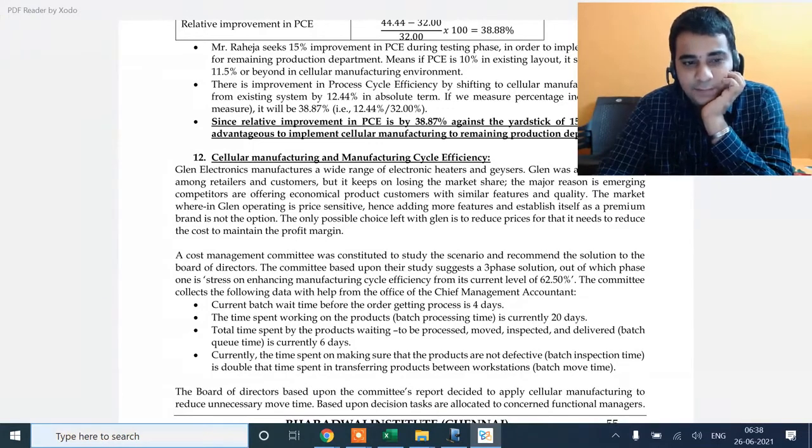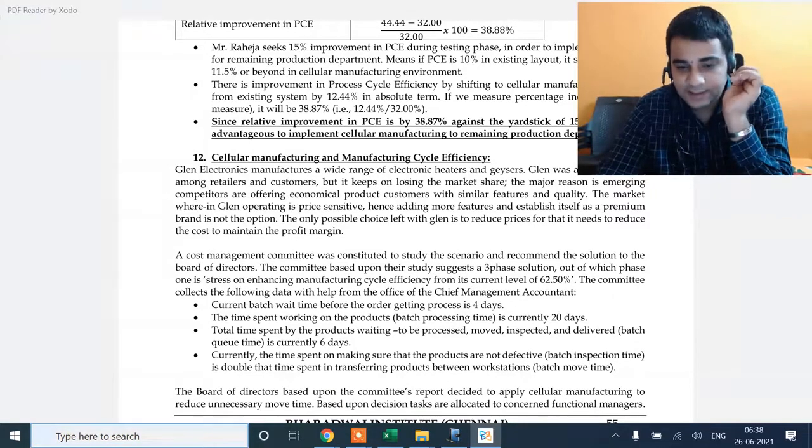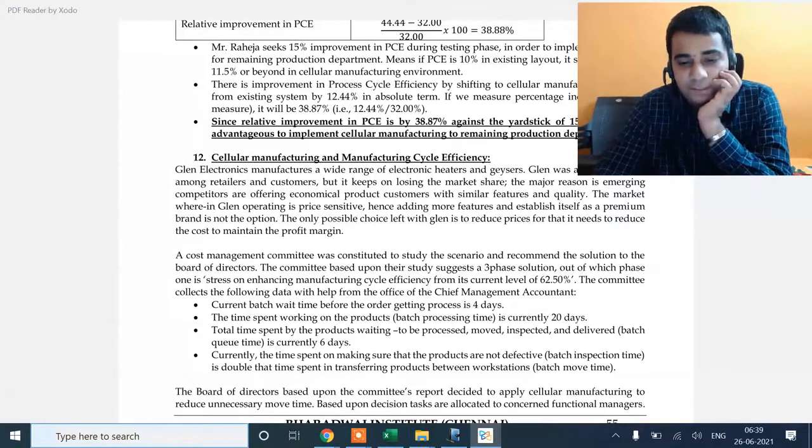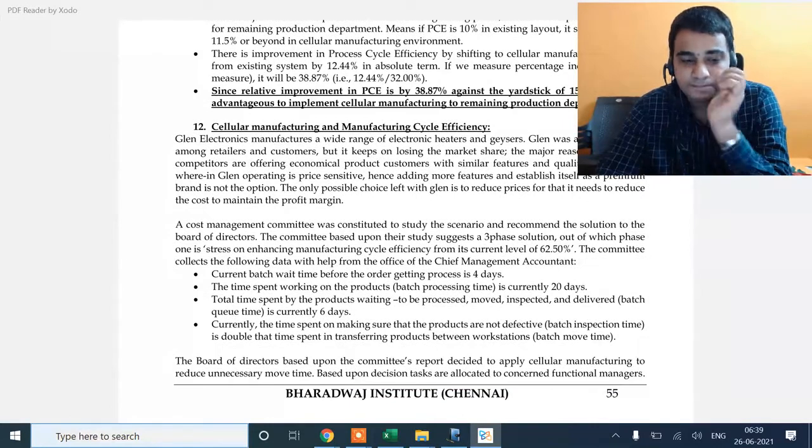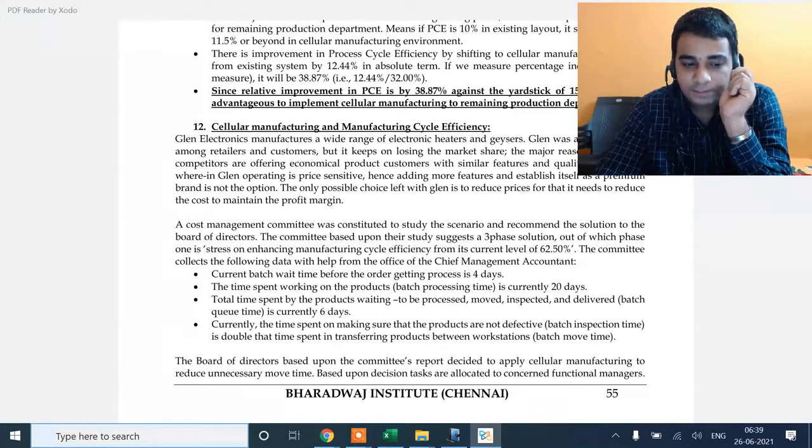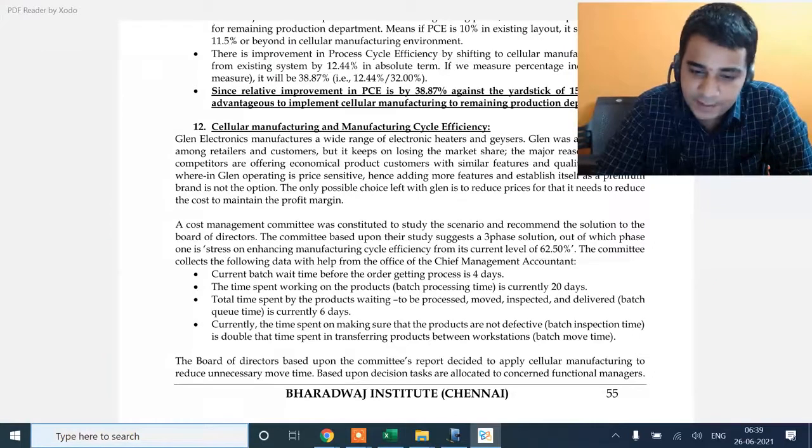The committee, based upon their study, suggests a three-phase solution, of which phase 1 stresses enhancing manufacturing cycle efficiency from its current level of 62.5%. The committee collected the following data with the help of the Office of the Chief Management Accountant: waiting time, time spent on processing, and time spent on products waiting, processed, moved, inspected, delivered. Currently, inspection time, the time spent on making sure that the products are not defective, is double the time of transferring products between workstations, the batch move time.